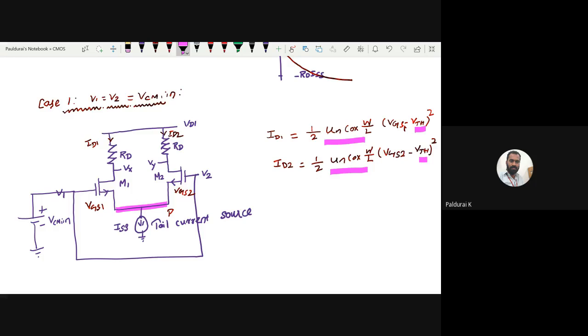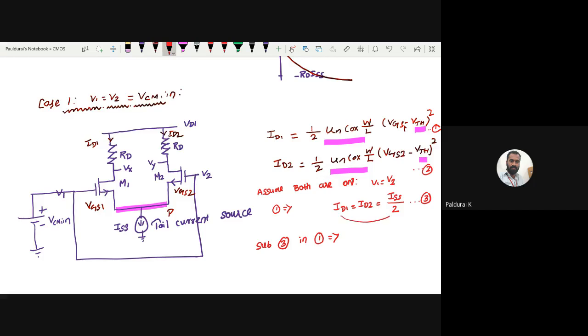Can you find VGS1? Let me take this as equation number 1. Let me call this equation number 2. Now from equation number 1, assume both are on. Both are on means V1 equal to V2, right? At that time, what did we find? We found ID1 equals ID2 equals ISS over 2, right? So now take equation number 3. Now substitute equation number 3 in equation number 1. Equation number 3 says ID1 equal to ISS by 2, right?